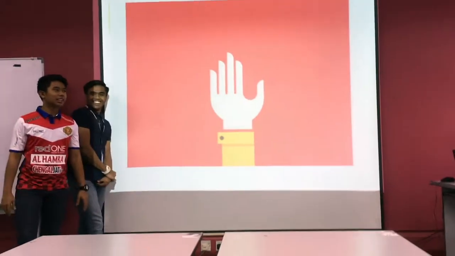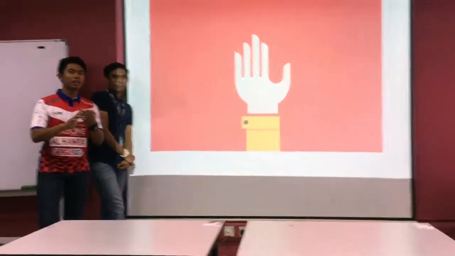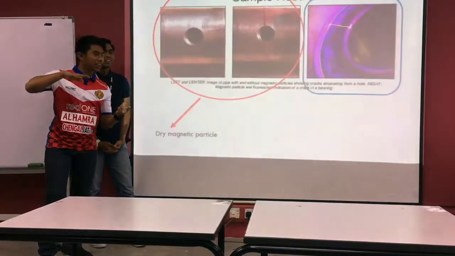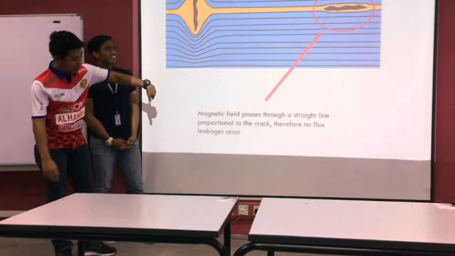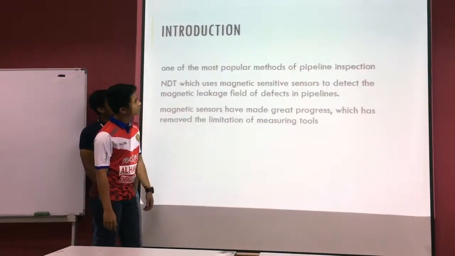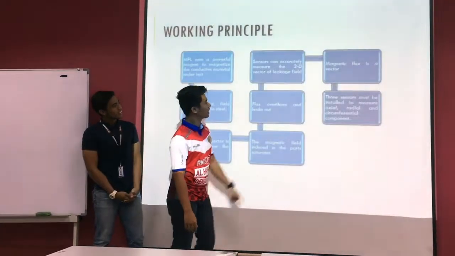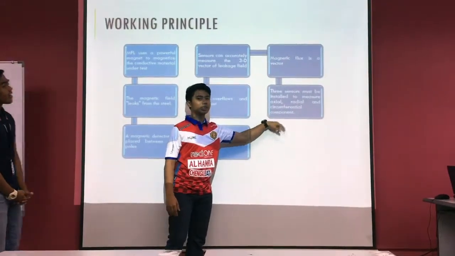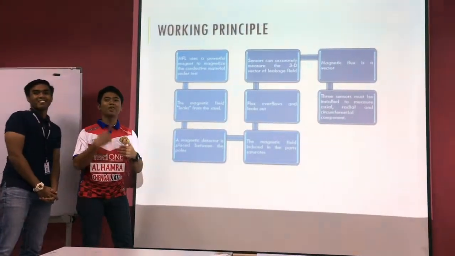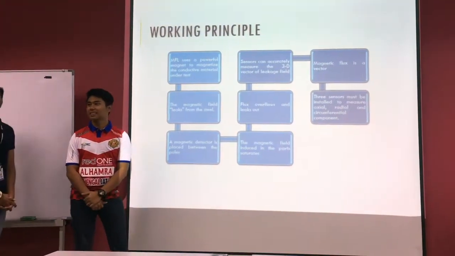How do you overcome it if the leakage is actually parallel to the magnetic wave? Okay, as in my slide, that is why we have to put 3 sensors so that it can detect the axial, radial, and circumferential components. So we have to put 3 sensors so that it can detect all leakage.